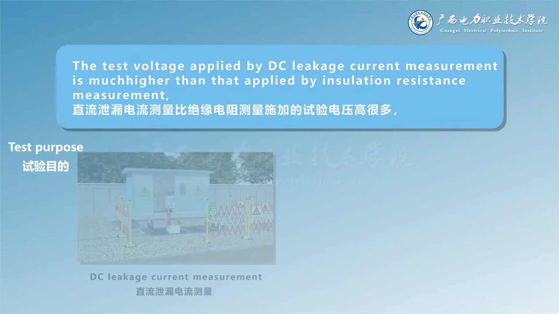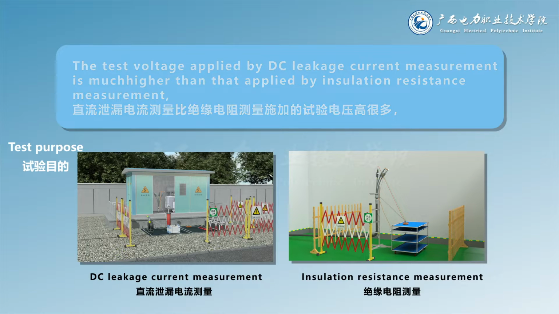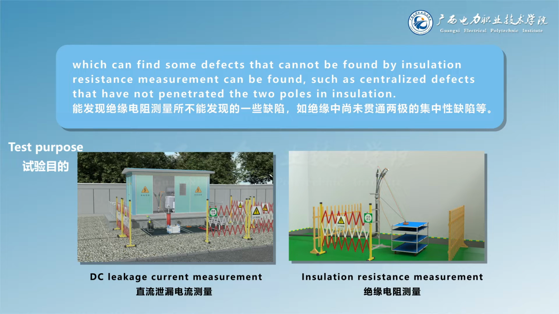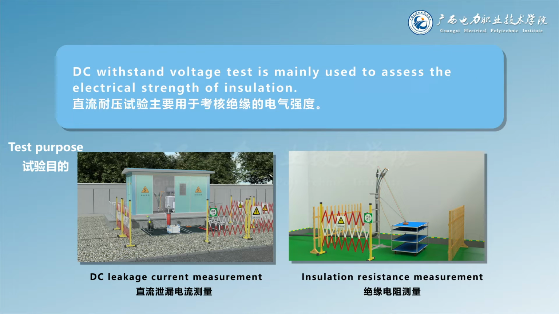The test voltage applied by DC leakage current measurement is much higher than that applied by insulation resistance measurement, which can find some defects that cannot be found by insulation resistance measurement, such as centralized defects that have not penetrated the two poles in insulation. DC withstand voltage test is mainly used to assess the electrical strength of insulation.